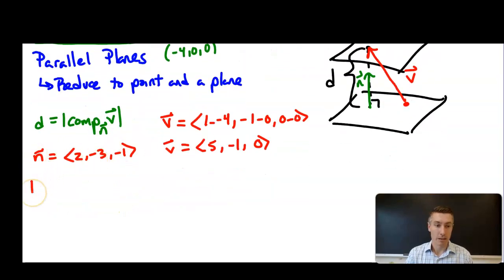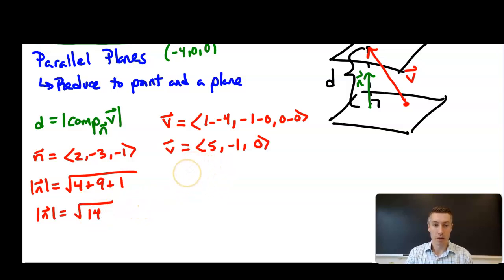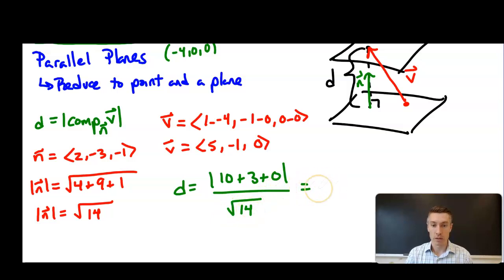We are going to need the magnitude of that normal vector. So we'll compute that right now. So 2 squared is 4, -3 squared is 9, -1 squared is 1. So magnitude of that normal vector, square root of 14. So the distance, I'll go back to green now, distance is absolute value of 10 plus 3 plus 0 over the square root of 14, which is 13 over the square root of 14.